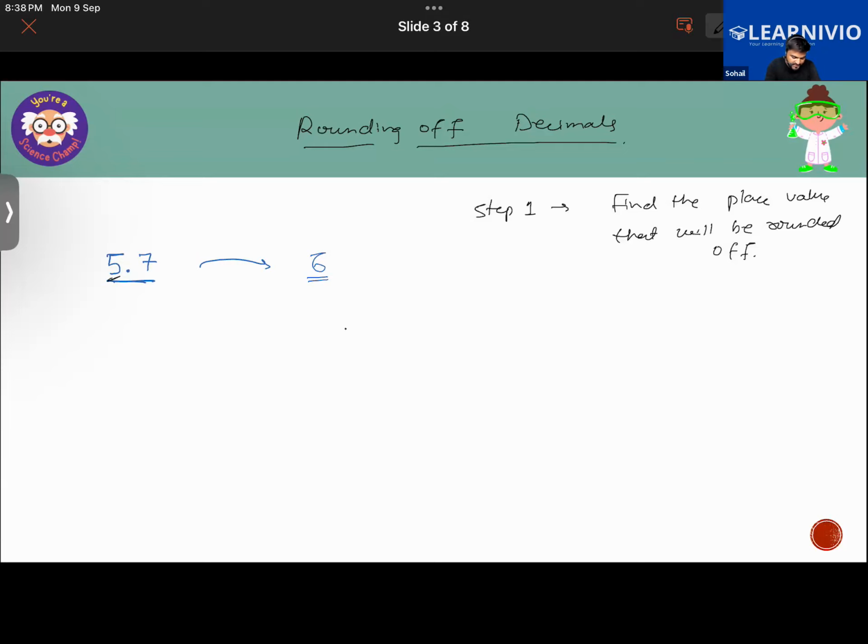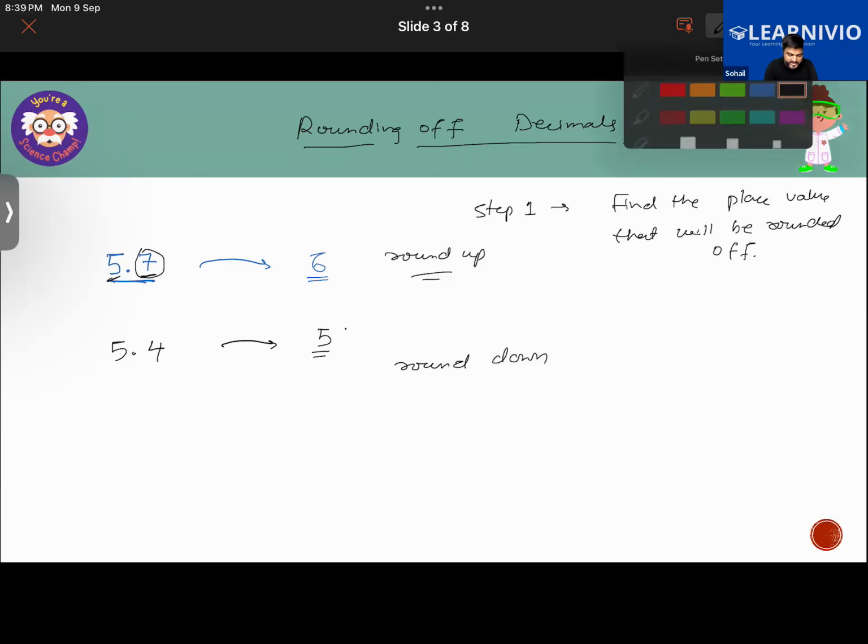So we have 5 here. That has to be rounded off. I mean to say this 7 here, that has to be rounded off. Getting it now? So look at the digit to the right here. If this number is 5 or greater than 5, then 1 will be added and the number becomes 6 here. But say if the number was 5.4, in the above case we have rounded up, but here it will be rounded down. So 5.4 will be rounded down to 5. Understood this now.